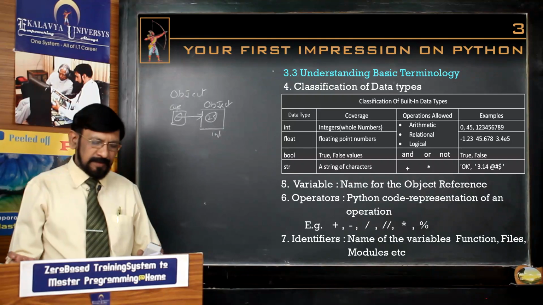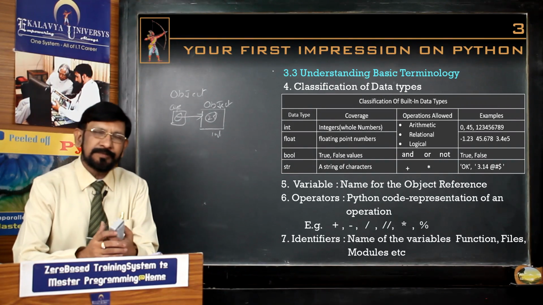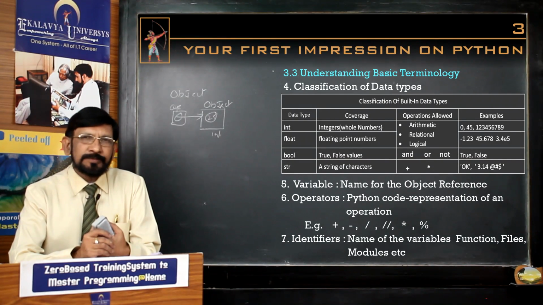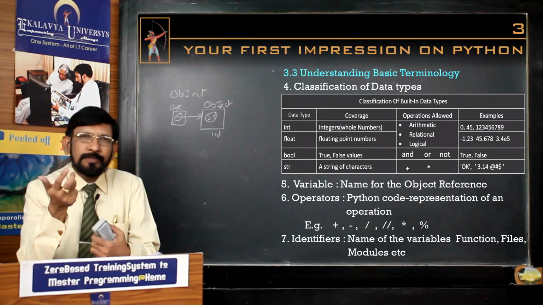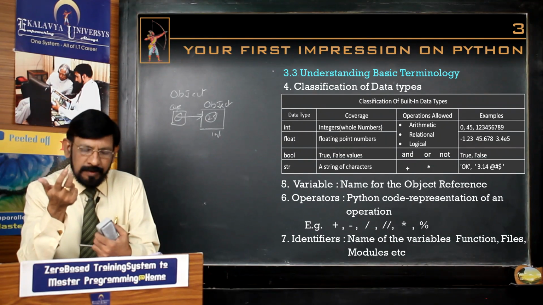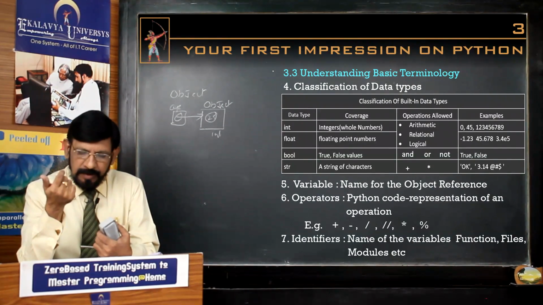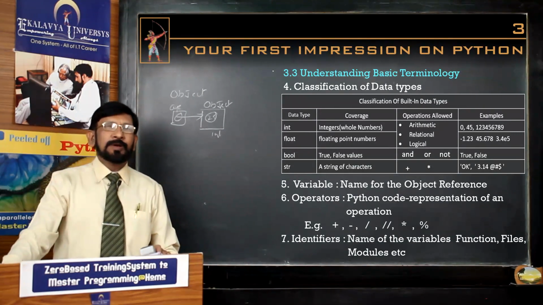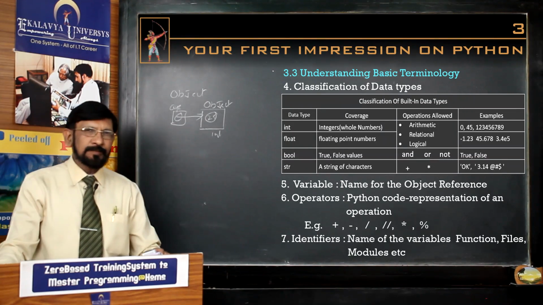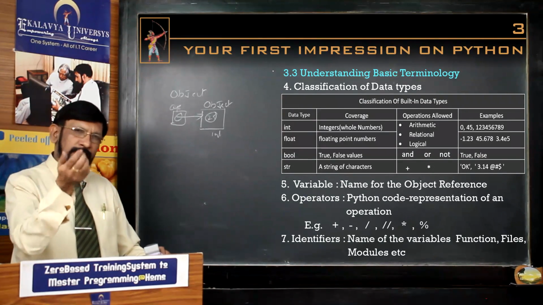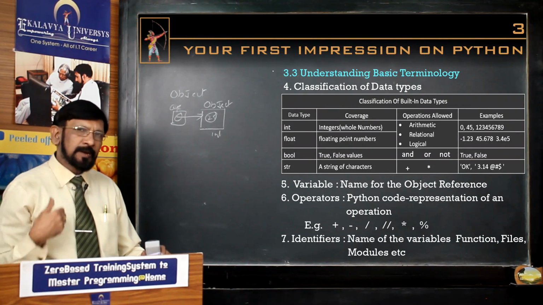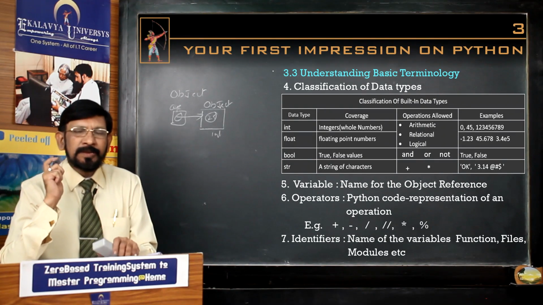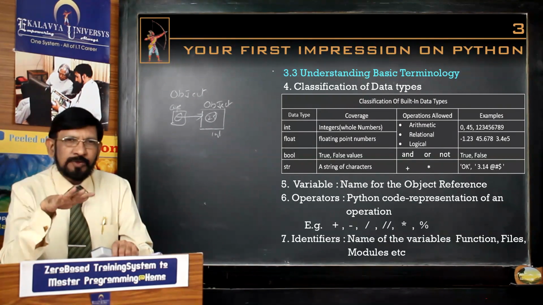Thereafter, identifiers. The 7th one is identifiers. Actually, we use many types of elements in Python programs, like variables, functions, files, then modules, etc. For everything we have to give a name. Without giving a name in real life or in programming, we cannot retrieve it. These are called identifiers. For defining identifiers, certain rules are there.